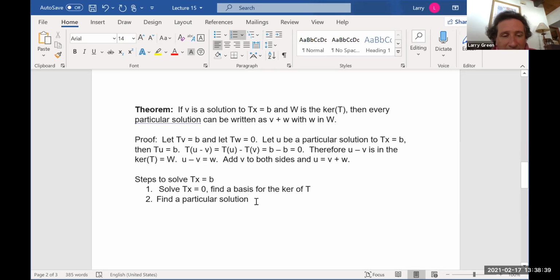Step 2 is find a particular solution. Okay, and the nice thing is any particular solution will work. Whatever's easy. Is that clear? Okay, and again, maybe we'll call that V just to make life easier. And let's say the basis for the null space is, let's call it W1 through WK.